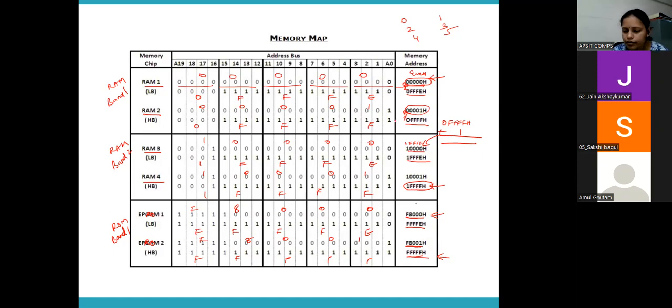Then from this data, we have to estimate the starting and ending addresses of the lower bank and higher bank. So if 00000H is going to be the starting address of the lower bank, then the starting address of the higher bank is going to be 00001H, right? Similarly, we have to estimate the ending addresses also. This we have to do for both the EPROM and the RAM chips. So what you get as output is your memory map.